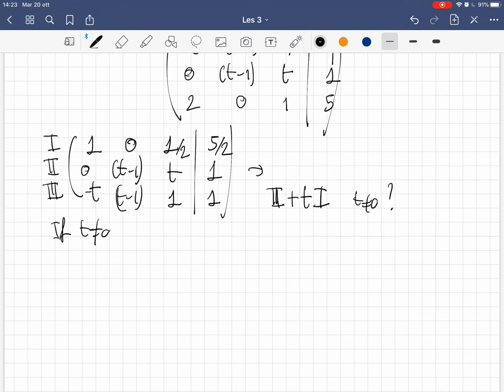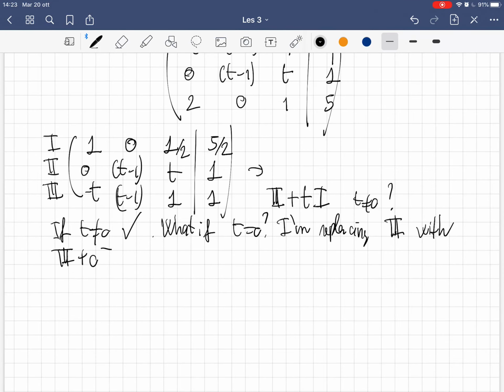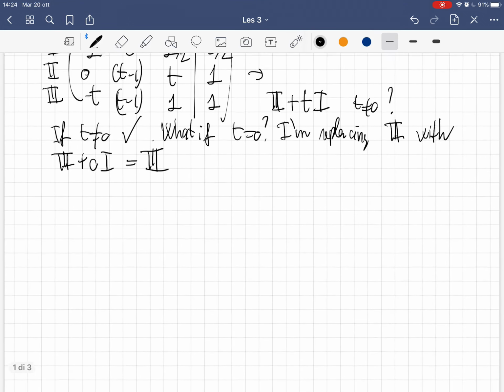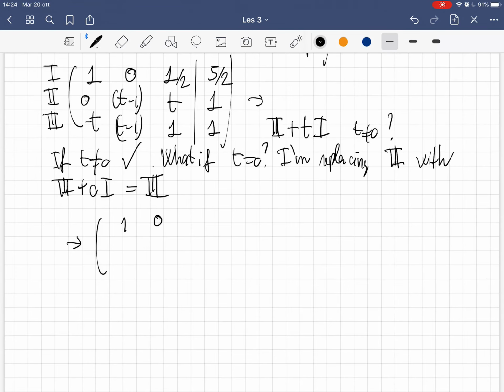Well, of course, if t is different from 0, then it's okay. But what if t is equal to 0? I'm just replacing the third row with the third row plus 0 times the first, which is again the third row. So I'm doing nothing. So it's not a problem. You can take any t here. We don't really have to assume that t is different from 0, because if it's different from 0, then it's an allowed move. But if it's 0, we're not doing actually anything. So it's still okay. So I can actually replace the third with the third plus t the first, and I'm getting this.